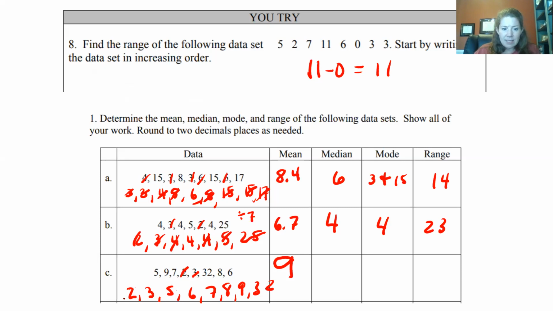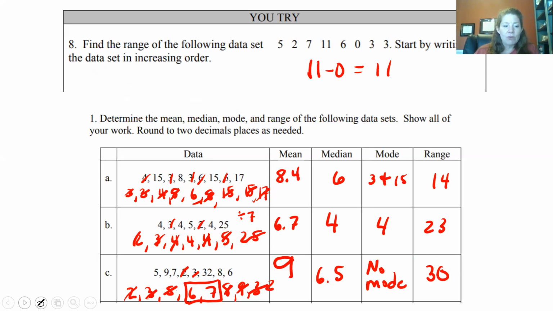And then our median is between 6 and 7. What comes halfway between 6 and 7? 6.5. Our mode, do any of our numbers repeat? Nope. So we have no mode. Now don't put the mode as 0, that's a digit. The mode is not 0, it's no mode. And then the range is 32 minus 2, so we got a big old range of 30.